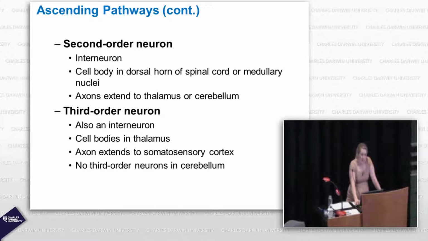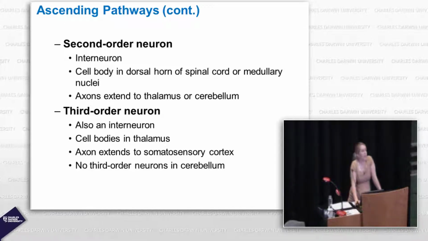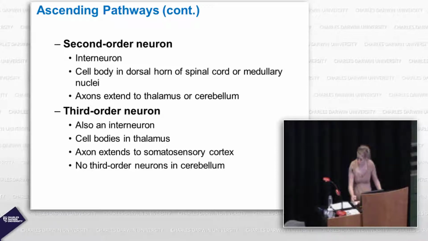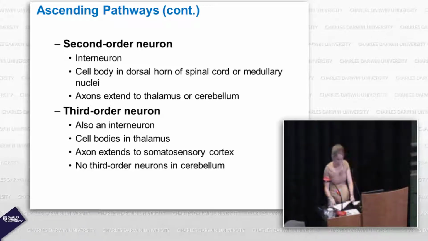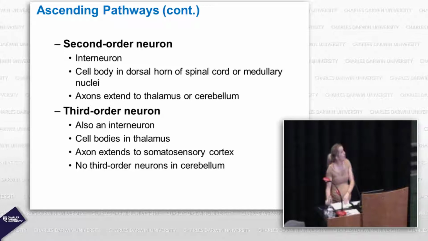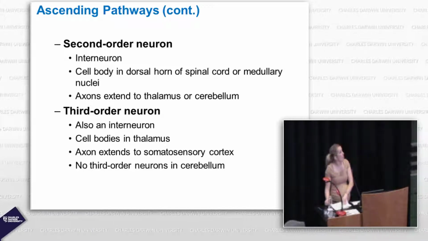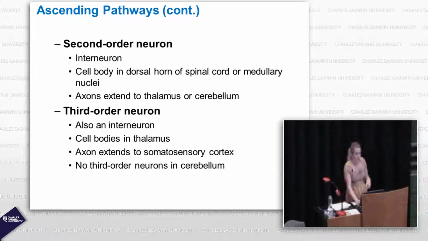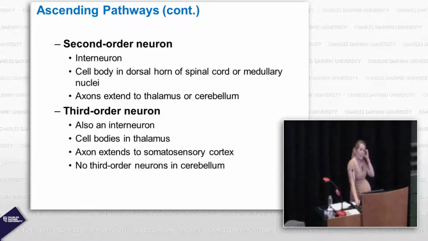So if the second order neurons extend into the cerebellum, there are no third order neurons. However, if they're in the thalamus, we do have these third order neurons. The medulla. Oh, sorry, the second ones can go into the cerebellum as well. If they're going to the cerebellum, then there's no third order ones.